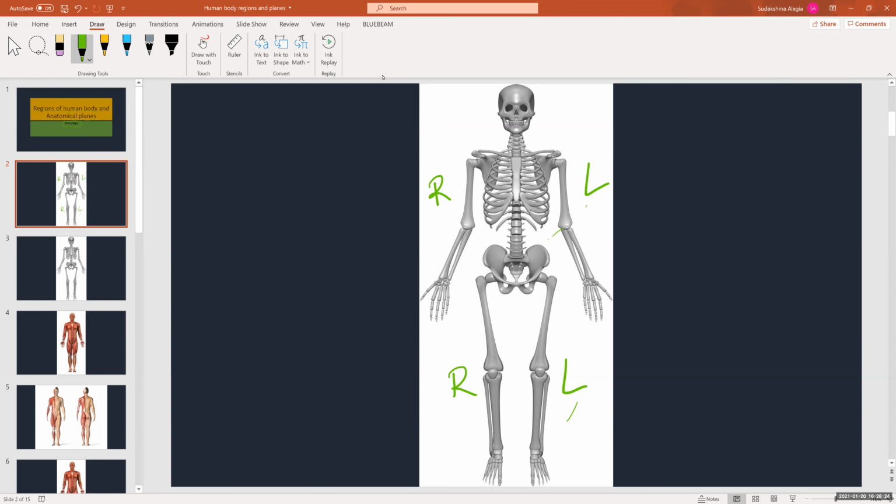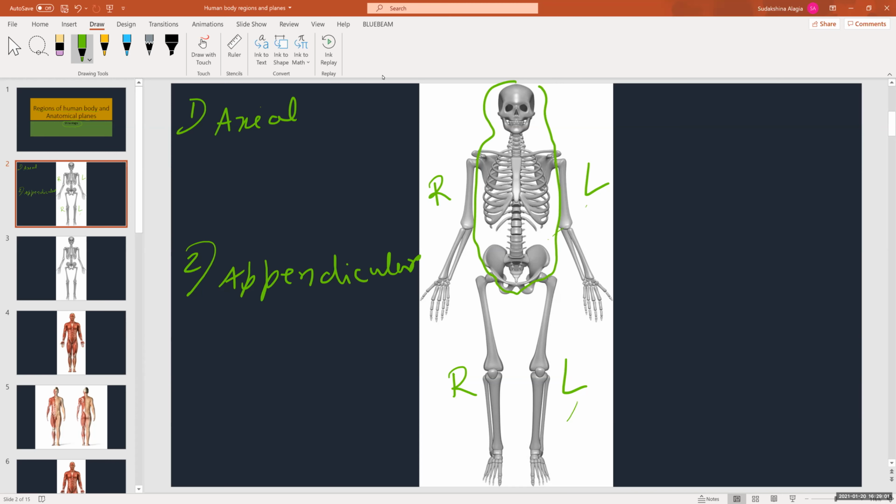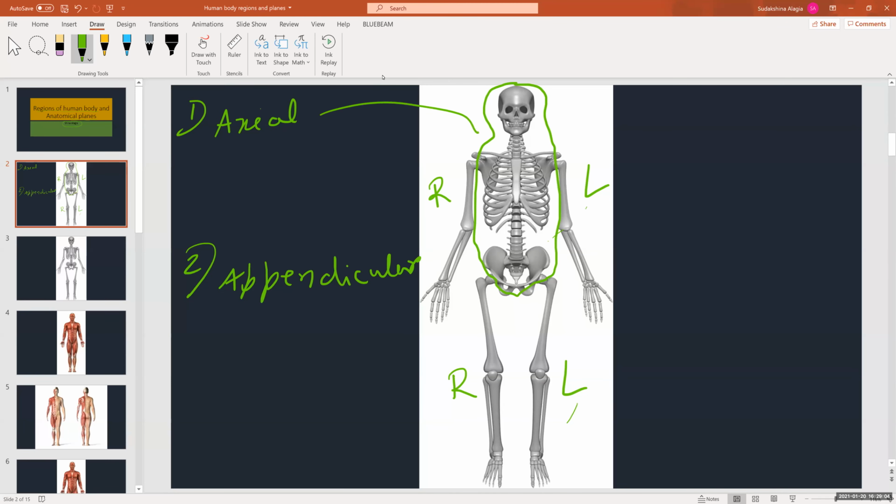Okay. So what are the regions of the body? There are different levels. We are not going to go over all of the levels, but for convenience, I'll start with the two major levels, axial and appendicular. So when you look at regions of the body, the regions of the body are divided into axial. Axial means head, neck, and torso or trunk. This is axial.